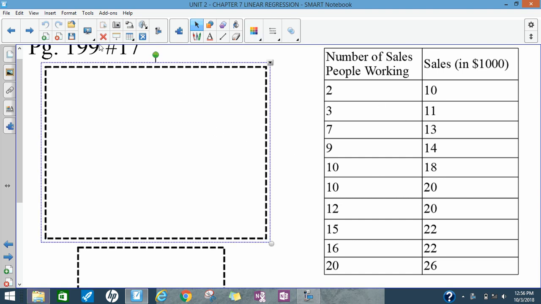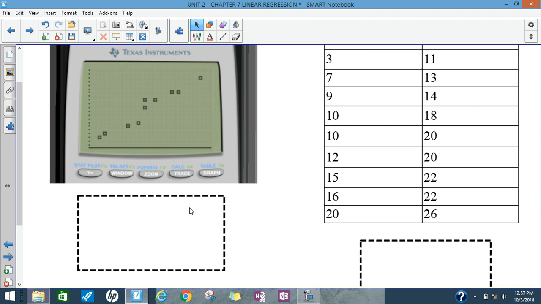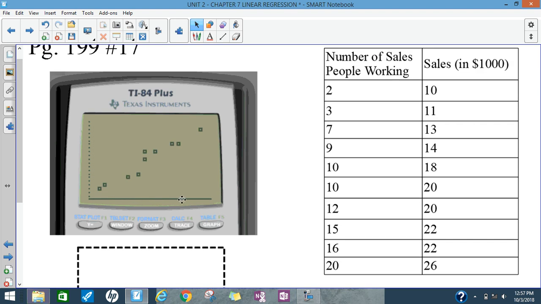So we have so far been able to put those into lists in the calculator and create a scatter plot. And our scatter plot looks like it's positive, looks like it's linear, looks like there's a pretty strong correlation, association, between the two, number of salespeople working and sales. It's important to note that my x, or my explanatory variable, the x-axis, this horizontal axis, is the number of salespeople, and the dependent response variable is our sales.